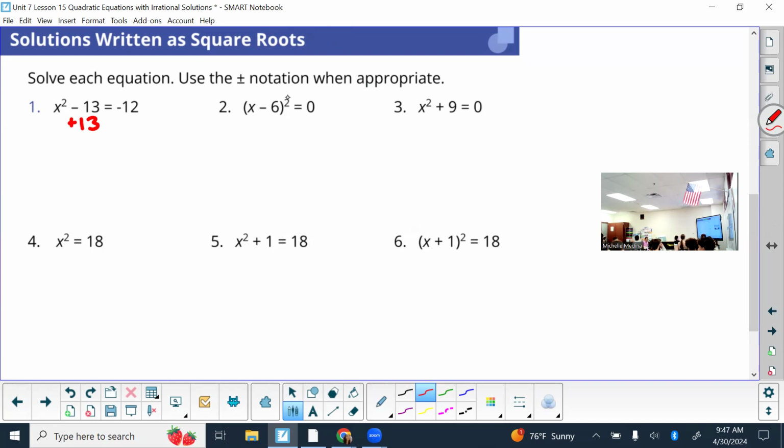I'm gonna have you do the next 5 yourself. And we're gonna breeze through them because we're not gonna spend a super long time. So whatever you do on one side of the equal sign, you have to do to the other side to keep it equal. What is negative 12 plus 13?